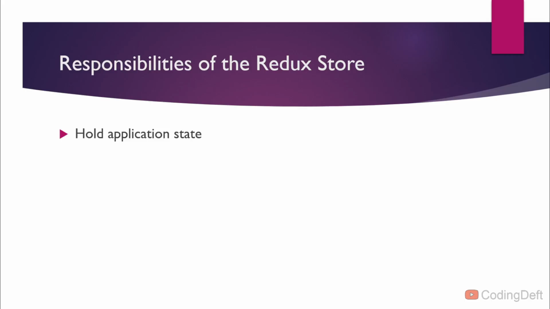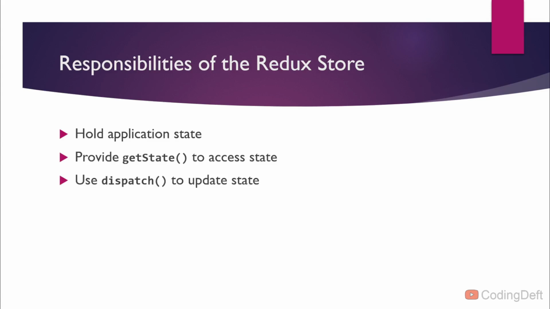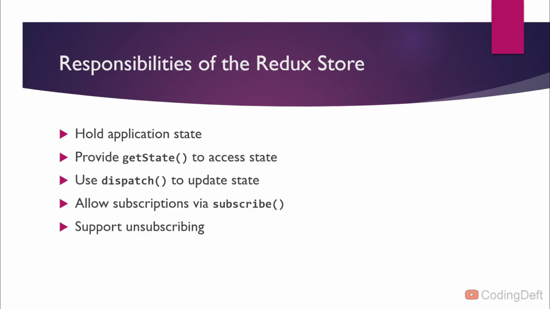Hold the application state, offer a getState method to access the state, use dispatch to allow updates to the state, enable listeners through the subscribe method, and allow cleanup via an unsubscribe function. All these will make more sense once we implement them.